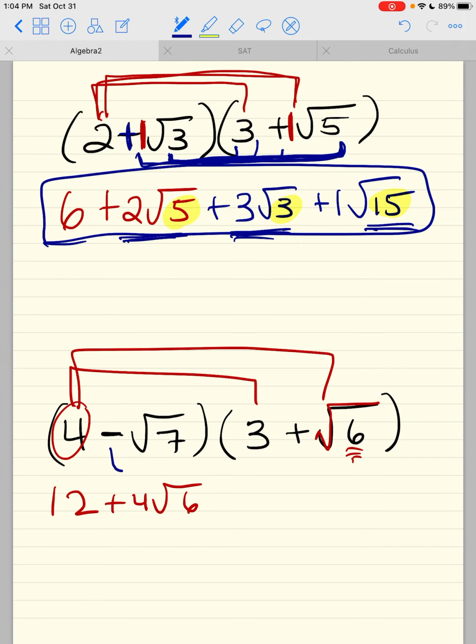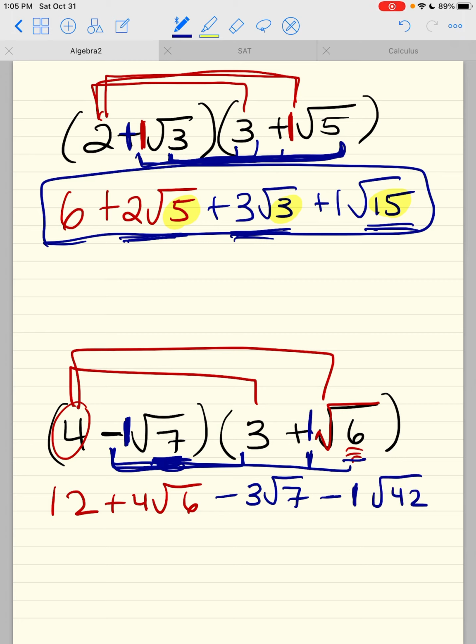Let's do our inner. Negative, that's a negative 1. Remember, if there's no number in front of it, put a 1 there. Negative 1 times a 3 is a negative 3, and there's a radical 7. Okay, you got to put the radical next to it. Then negative 1 times positive 1 is negative 1, and radical 7 times radical 6 is radical 42.